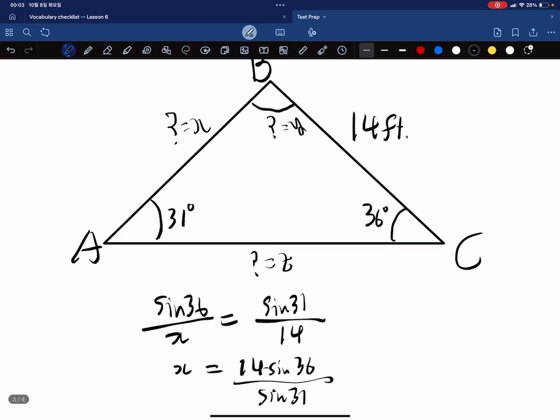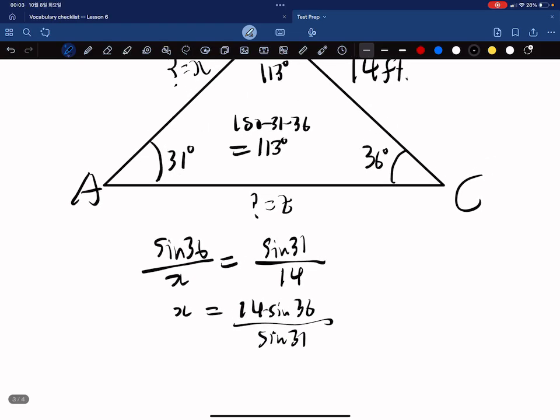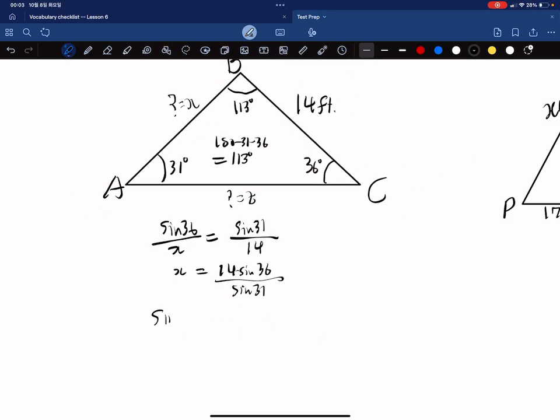Very simple. Now, how can we find Y? 180 minus 31 minus 36, which is 113 degrees. So Y would be 113 for us. How do you find Z? Very simple, same equation. Sine 113 over Z equals sine 31 over 14. Z equals 14 times sine 113 over sine 31. Very simple.